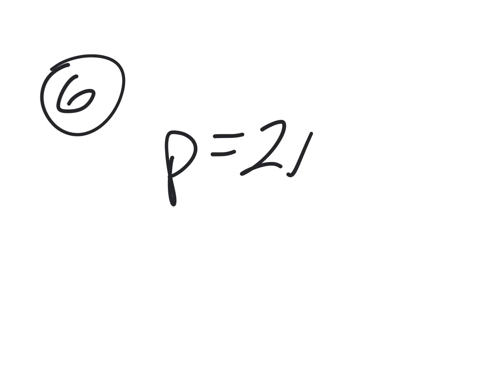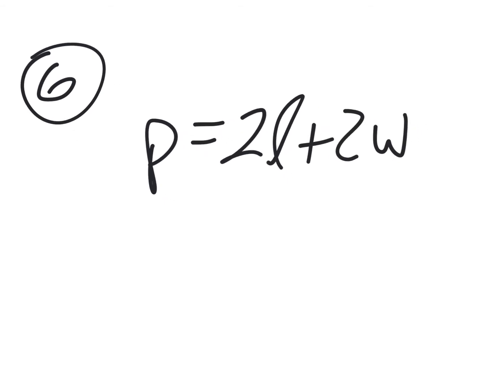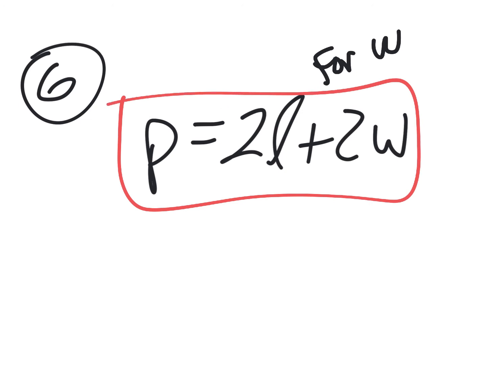You sure? Yes. Number 6. Okay, read it to me. P equals 2L plus 2W. Oh, and that's part of it, is just the wording of it. I get this is confusing. What they're trying to say is solve that for W. So all they're saying is, here's your equation, solve it for W.